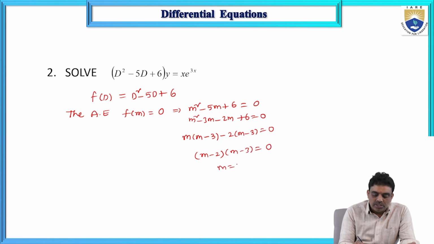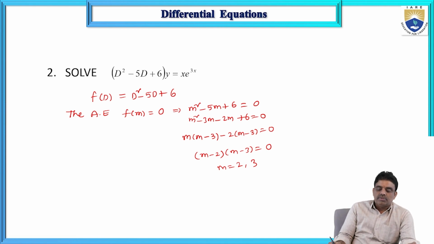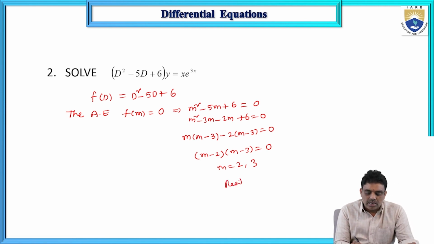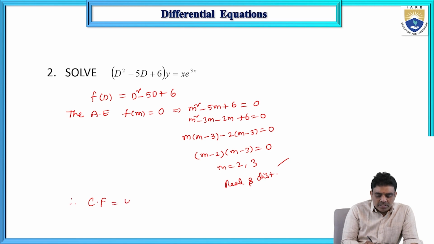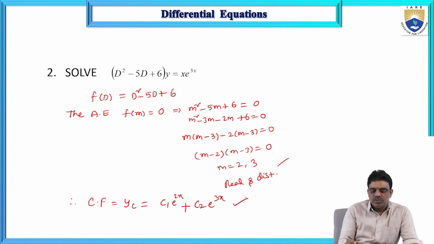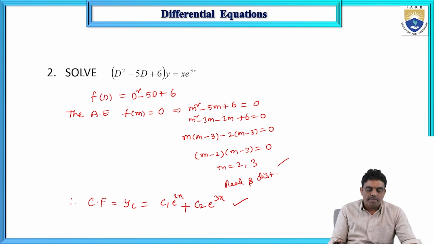That means what are the roots of the equation? 2 or 3 are the roots of the equation, and the roots are real and distinct. So what is the complementary function? Therefore, the complementary function yc can be written as c1 e power 2x plus c2 e power 3x. So this is the complementary function of the given problem.